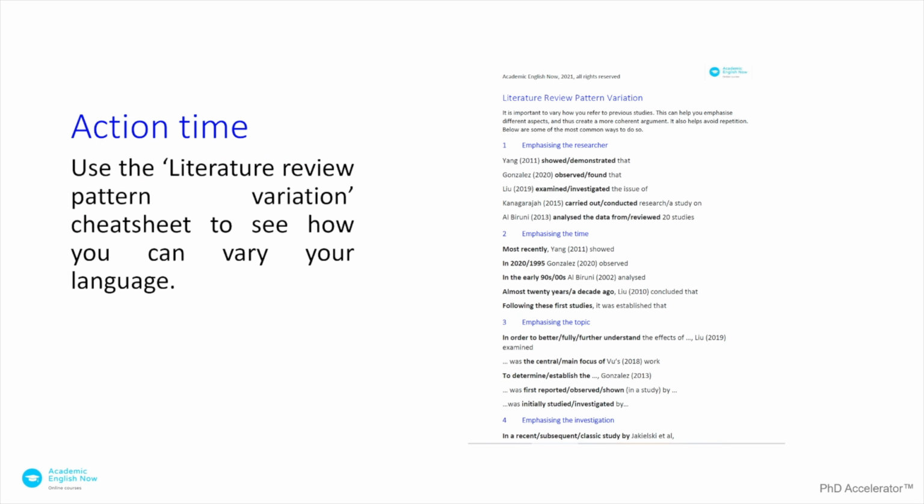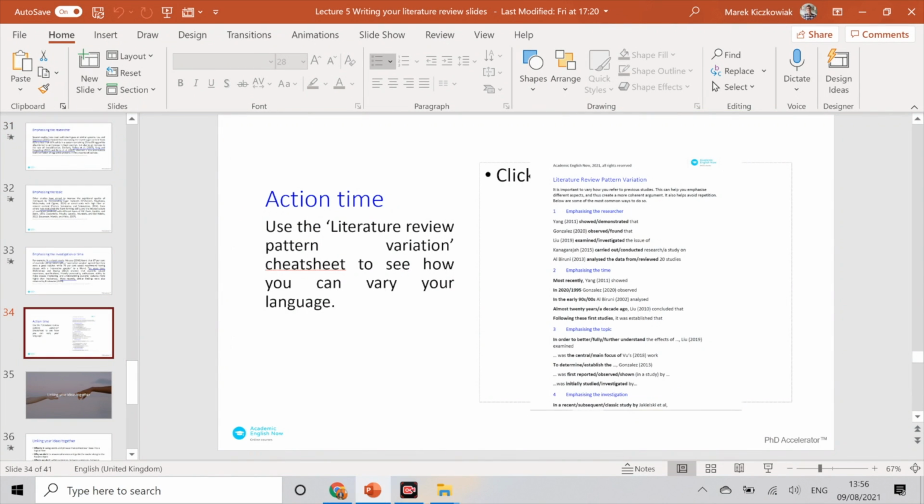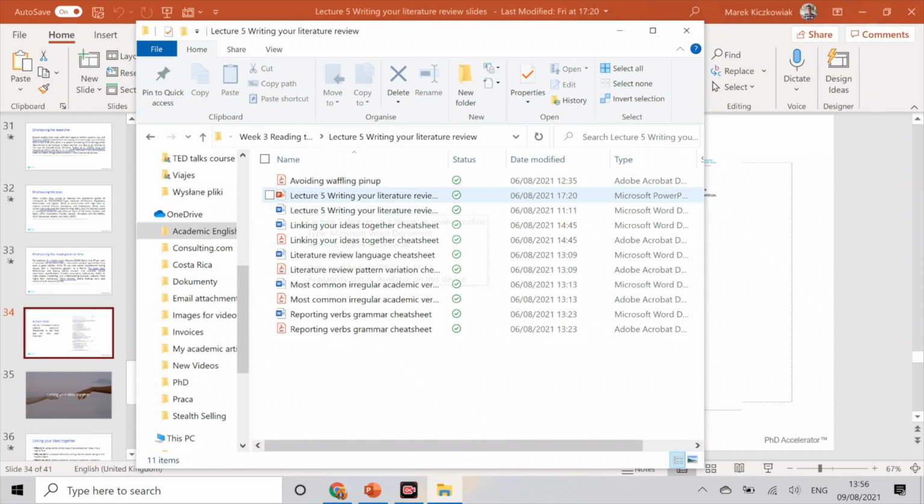So in order to further consolidate it, I prepared a cheat sheet for you, and it's called Literature Review Pattern Variation cheat sheet. It's available for you to download in the resources section right above the video. All right, so I'll pull it up for you here on the screen. So it's called Literature Review Pattern Variation cheat sheet. It's a PDF document.